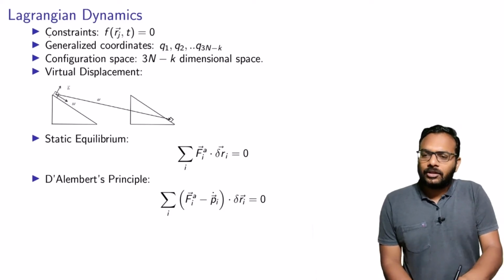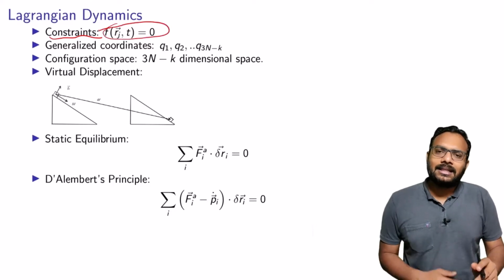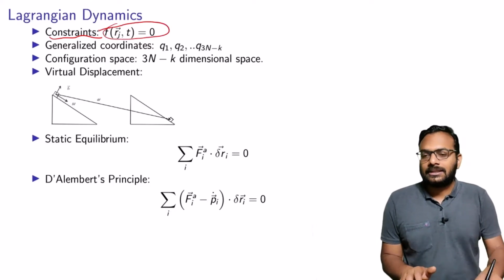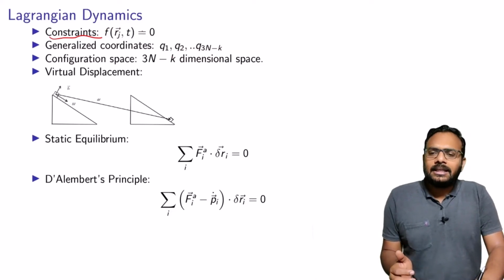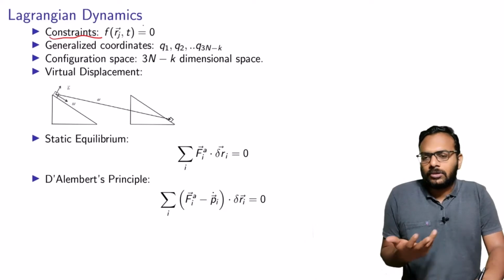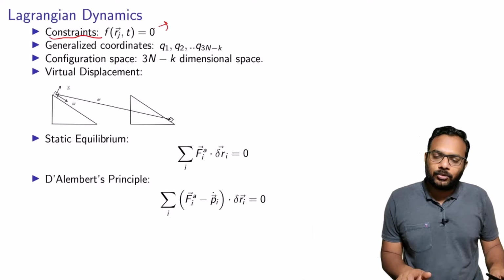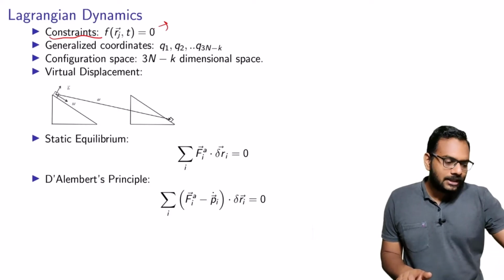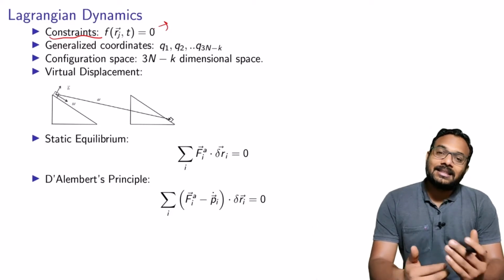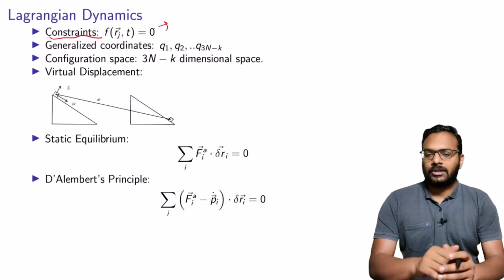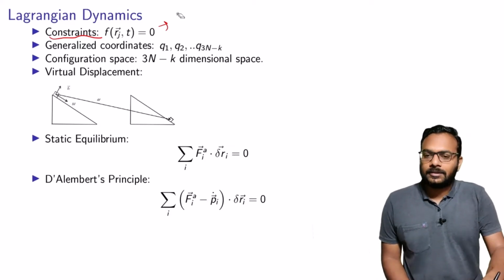So we start with the idea of a constraint. A constraint, as such, can be seen as a relationship between coordinates of the system, right? It's a relation between the coordinates of the system. It can be an equality, or it could be less than or greater than, something like that. This is just an example of a constraint equation. A constraint equation, or a constraint, is something that restricts the motion of the system in a particular way. For example, a block sliding along an inclined plane.